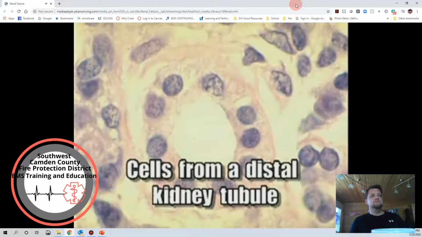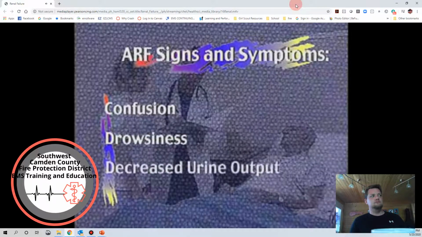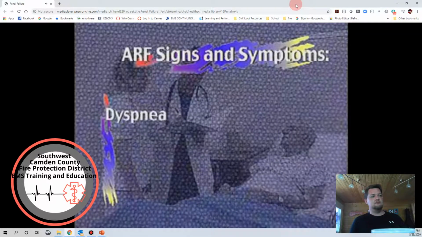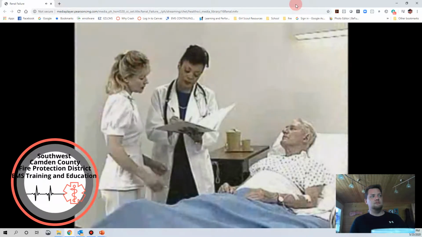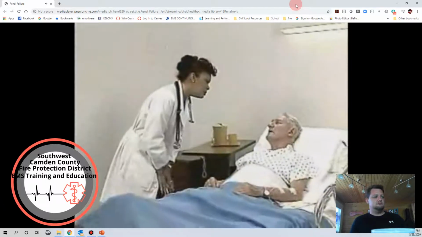Kidneys that have pre-existing disease or damage are at higher risk for acute renal failure. Signs and symptoms include confusion, drowsiness, decreased urine output, small breathing, dyspnea, tachypnea, and coma. Acute renal failure is a very serious condition with a mortality rate in excess of 50%.